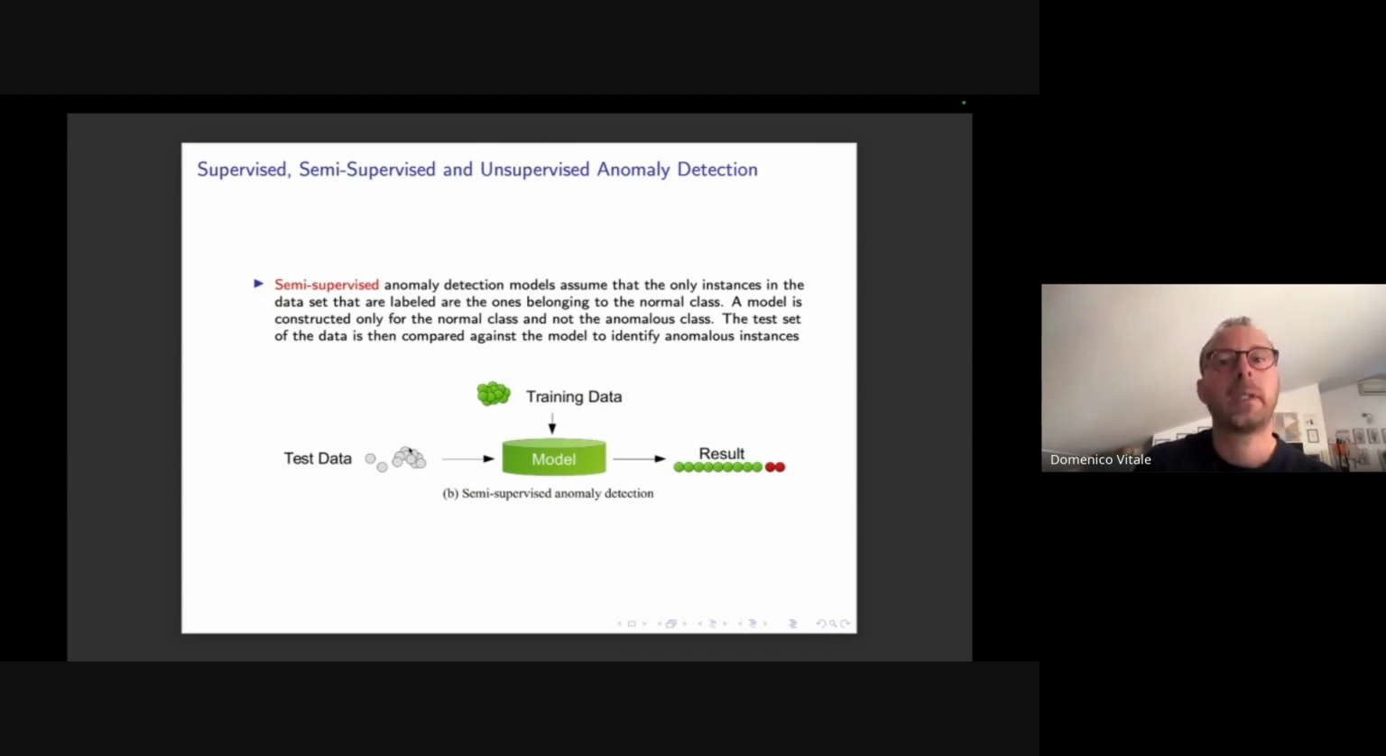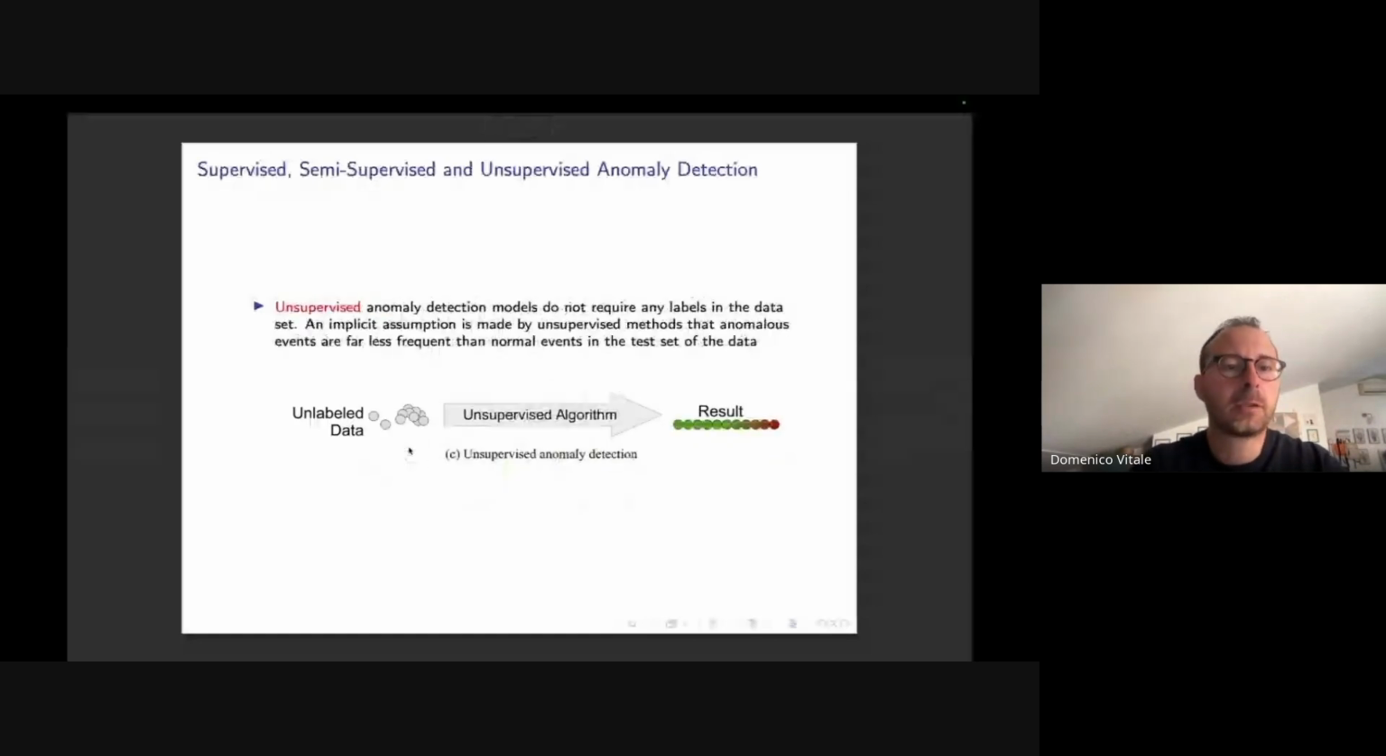Semi-supervised anomaly detection models instead assume that the only instances in the datasets that are labeled are the ones belonging to the normal class. So it is a little bit restrictive with respect to the supervised approach. A model is then constructed only for the normal class and not for the anomalous one. Then the test set of the data is compared against the model to identify anomalous instances.